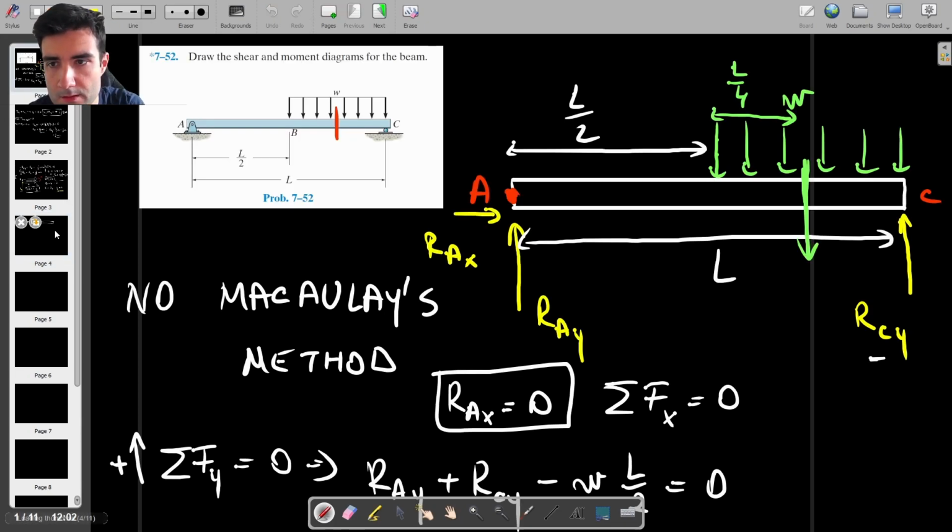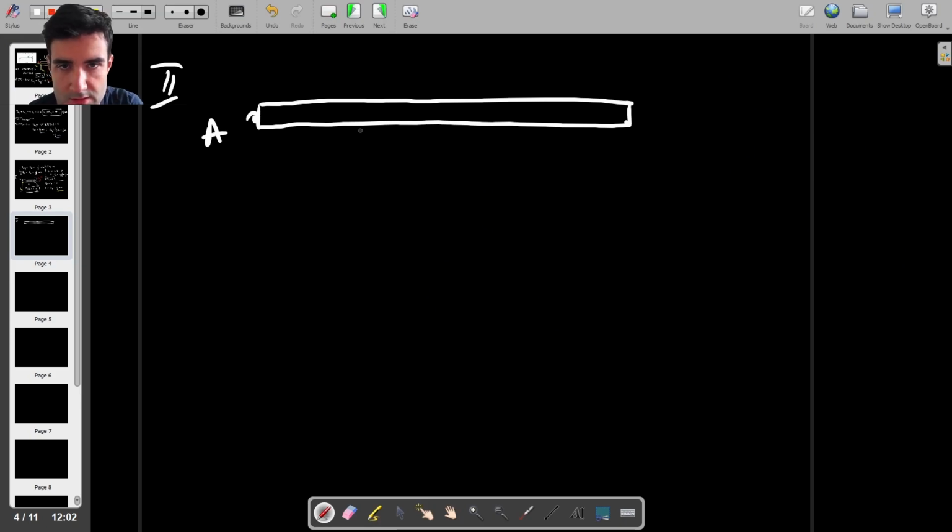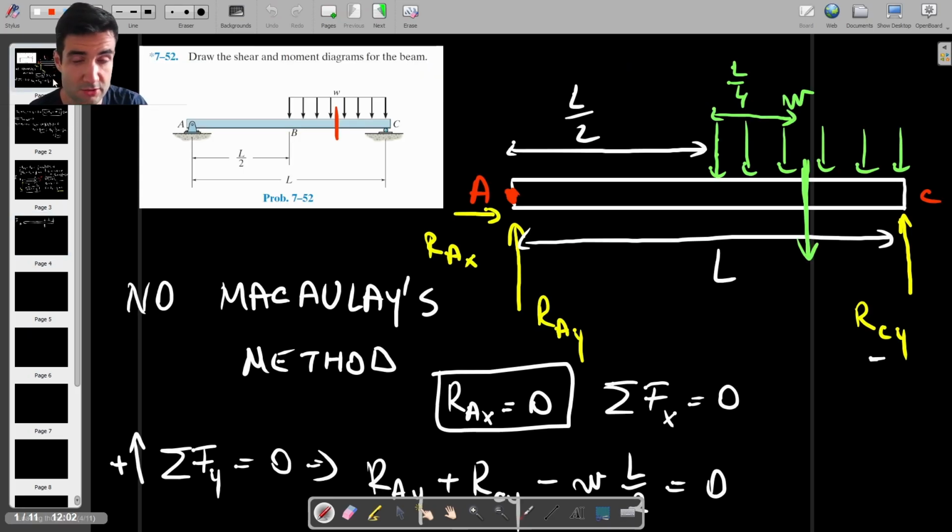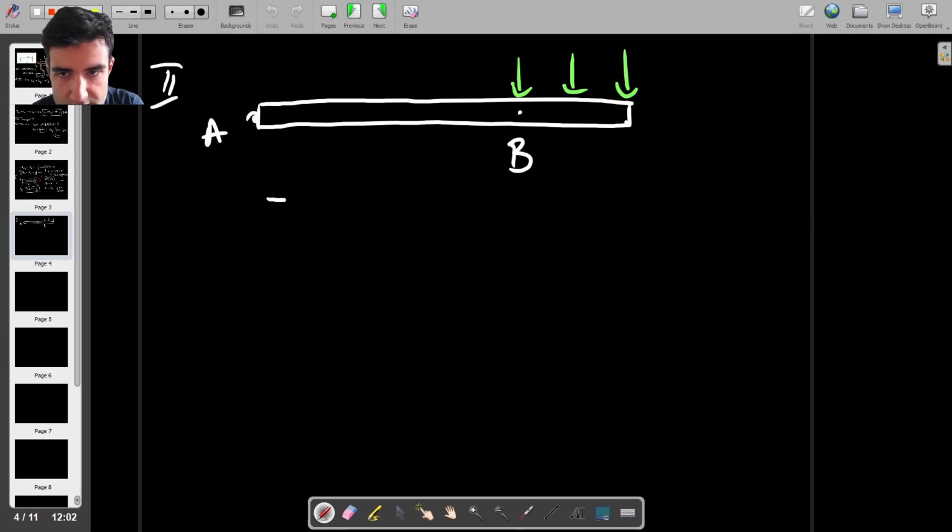And point A is going to be here. Point B is going to be somewhere here. So now I have some distributed load occurring from point B going to the right. And of course, I'm going to stop where that imaginary cut was taken. And now my distance x is going to be this.